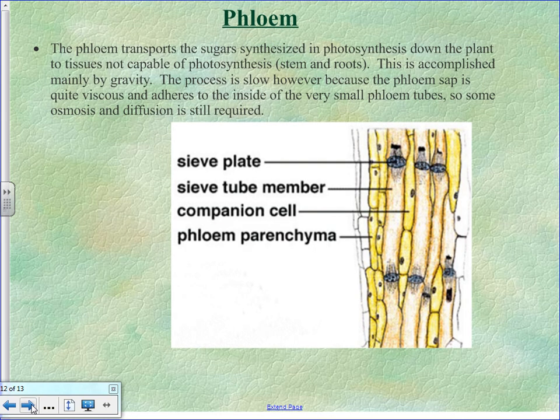All right, and then the phloem, like we said, transports the sugars that are made in the leaves down the plant. We don't need any other fancy forces, just gravity. That'll do the job for us. The process is slow, not nearly as fast as water goes up, because the sap is viscous. That's thick, and so it has to be transported more slowly. What does the plant do in the wintertime?